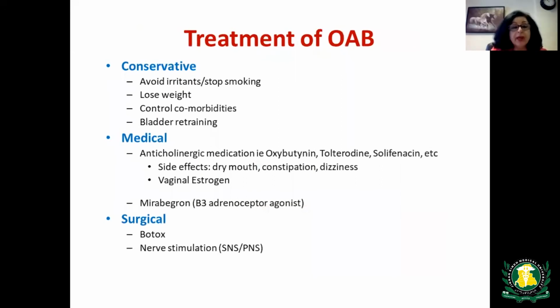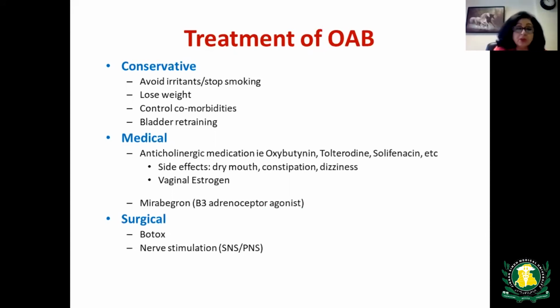Treatment for overactive bladder is, again, avoidance of irritants and smoking, loss of weight, bladder retraining, and then anticholinergics. There are several in the market. So oxybutynin and tolterodine are the most commonly used, but the problem with the medical treatment is that, due to their anticholinergic effect, they may cause dryness of mouth, constipation, and dizziness or drowsiness, and especially for elderly women, it's a very undesirable side effect.